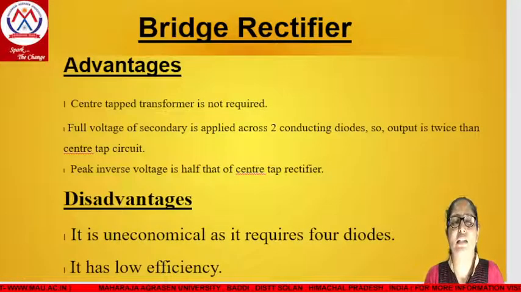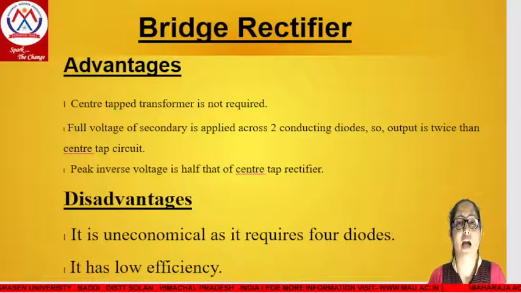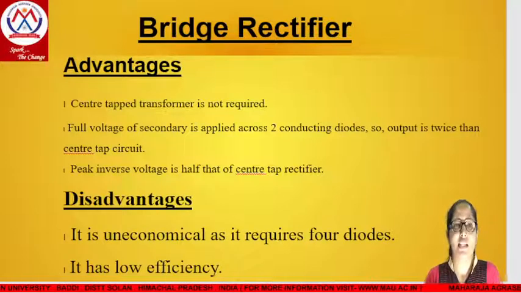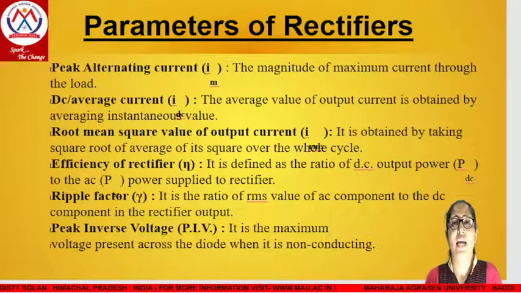The advantages of this type of rectifier are that a center tap transformer is not required, and the full voltage of the secondary is applied across the two conducting diodes. So the output is twice that which we obtained previously in the center tap circuit, and the peak inverse voltage is half that of the center tap rectifier. The disadvantages of this bridge rectifier are that it is uneconomical, it requires 4 diodes, and it has low efficiency.